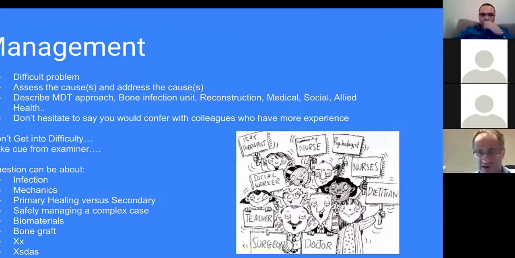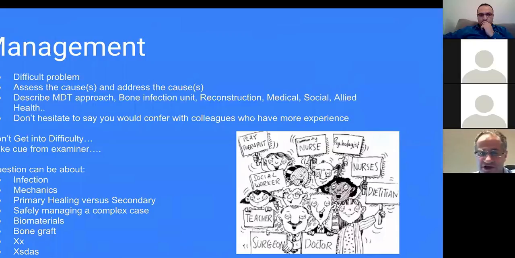However, that prompts the next question: doctor, what are you going to do? Or what will they say they will do? So you still need to develop your plan accordingly. But giving an overall approach to this and moving quickly through this will allow you to get on to discussing where the meat of the question is. For example, is this question all about infection? Is it about mechanics? Is it about primary versus secondary healing?